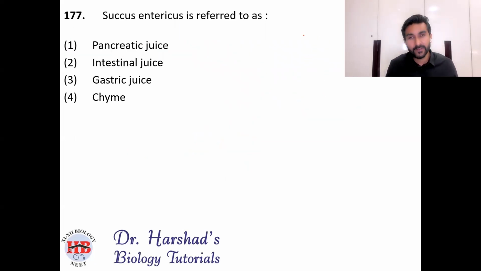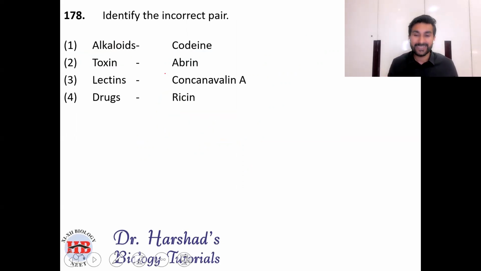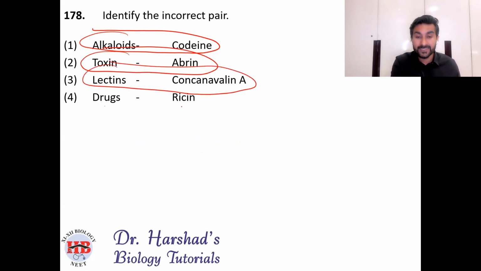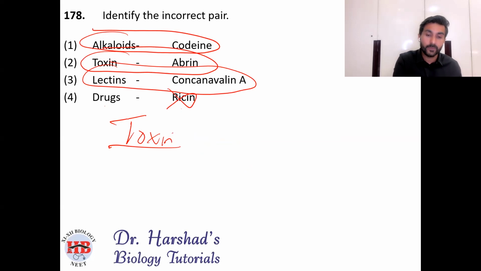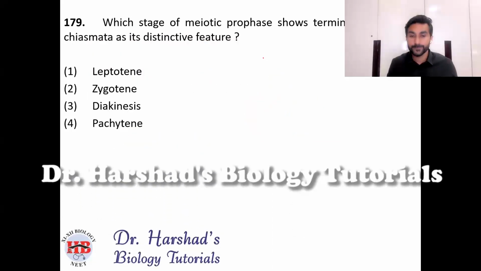Succus entericus is a straightforward question for intestinal juice. Option number 2. Identify the incorrect pair. Alkaloids, codeine, yes. Morphine and codeine are alkaloids. Toxin, abrin, yes, correct. Lectins, concanavalin A, correct. Drugs, ricin, wrong. Ricin is not a drug. Ricin is a toxin along with abrin. So the answer, which is the incorrect pair, is option number 4.